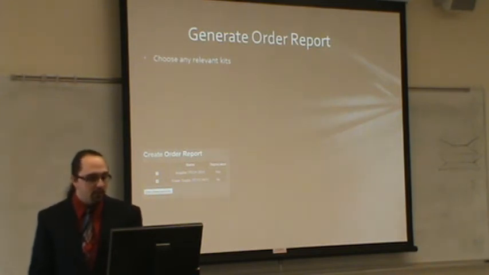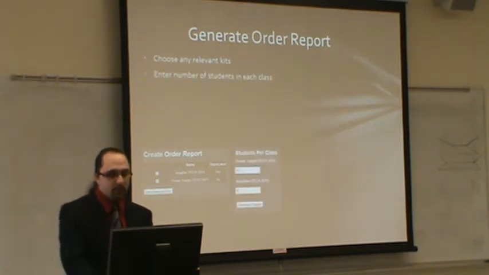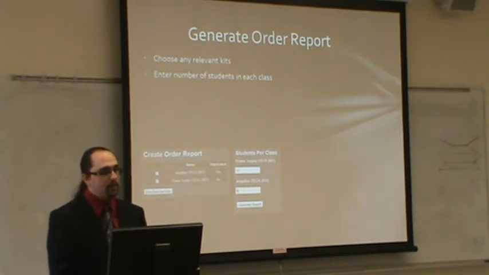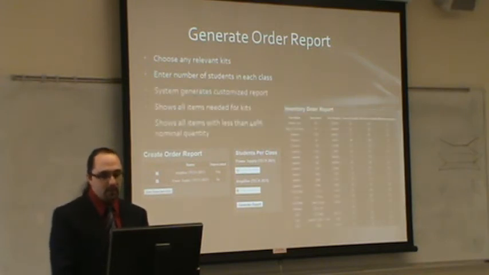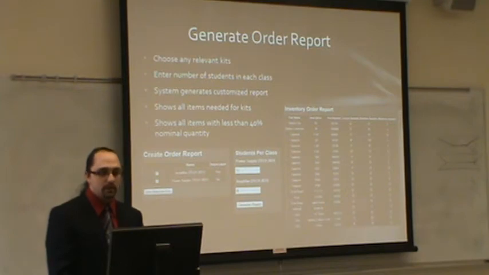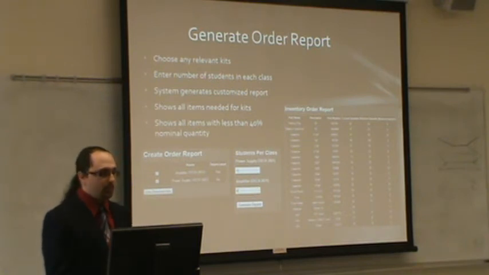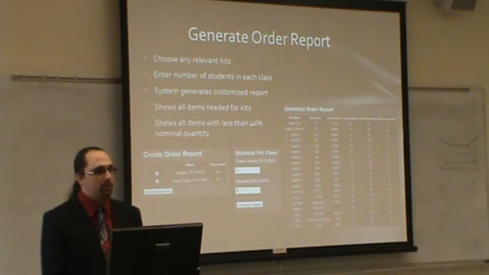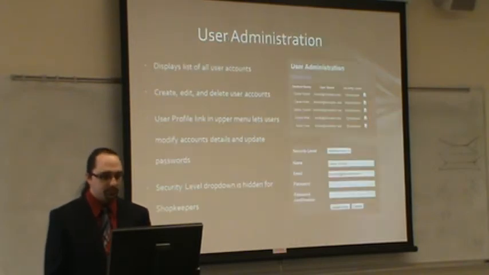Checking off the different kits allows you to enter in the number of students that are going to be taking that course that semester. And the end result is it gives you a nice table of what we currently have and what we need to order. And if what a class needs does not exceed it, it shows 40% of the nominal value for that part. So it's just a quick reference. It still needs to be looked over by a human, but it's a quick way to see what we need to order that particular semester.